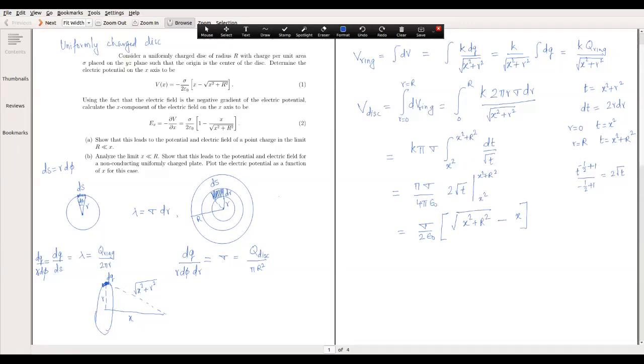That's the electric potential due to a disk on the axis of the disk. By axis, we mean along this line. The x component of the electric field is minus the derivative of the electric potential with respect to x, and we are talking only about the axis.